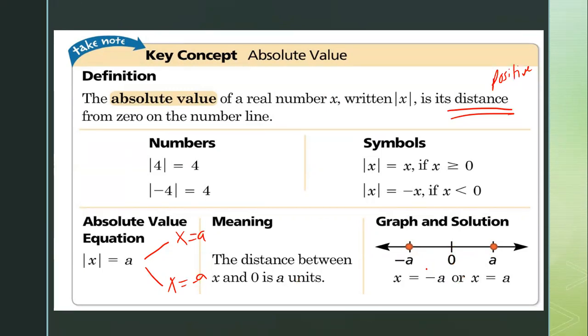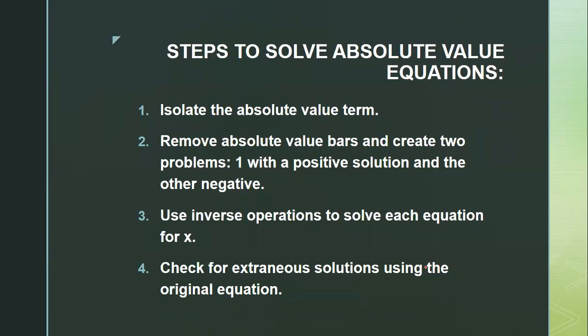All right, so we're going to get into the steps. So the steps to solve absolute value equations are as follows. First, you want to isolate your absolute value. So you want to make sure that your absolute value is by itself. So absolute value on one side, all other numbers on the other side. You want to then remove the absolute value and create two separate problems, okay? You're going to have one with a positive solution and one with a negative solution. And then you're going to use your inverse operation. So instead of PEMDAS, we're going to use the SADMEP method. So we go backwards to get the variable by itself.